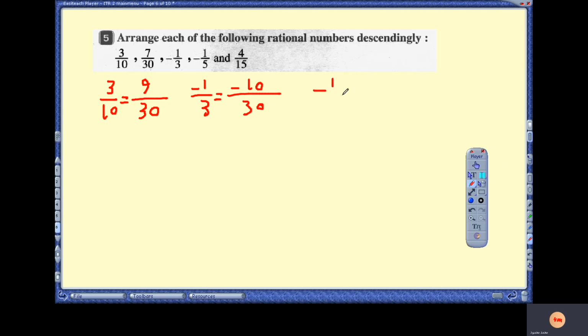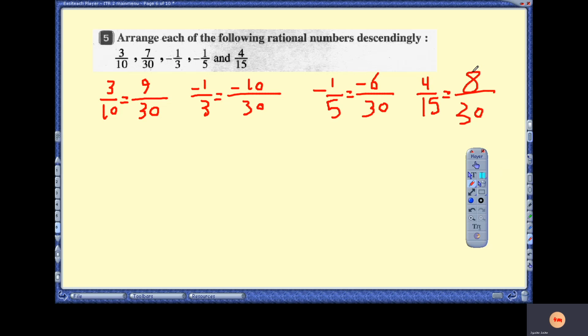Negative fifths: 5 times what equals 30? 6. So negative 1 times 6 equals negative 6. At last, 4 over 15: 15 times 2 equals 30, so 4 times 2 equals 8.